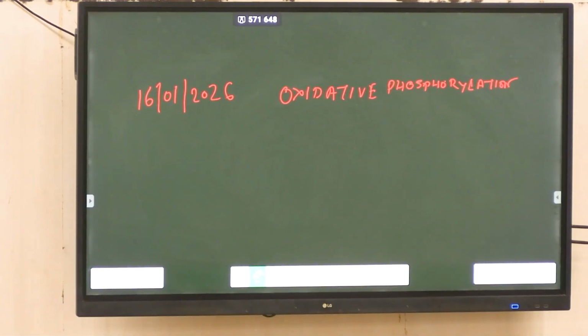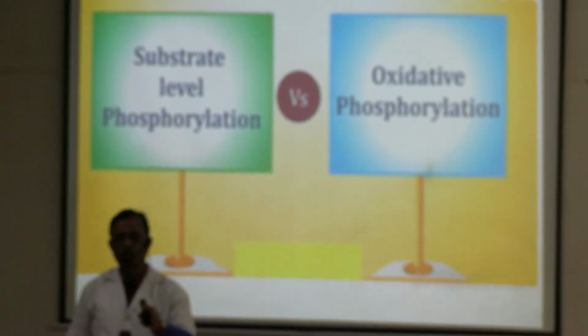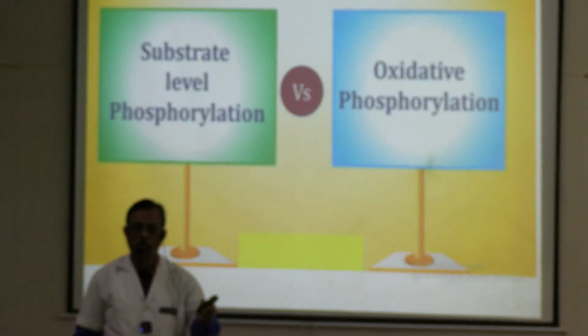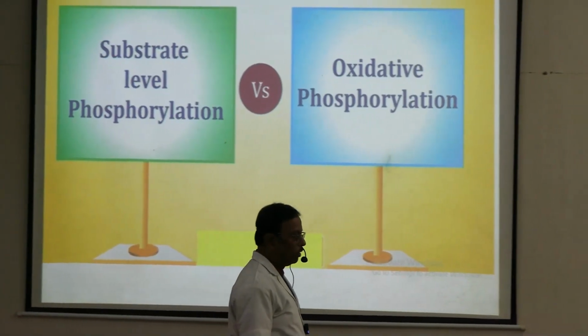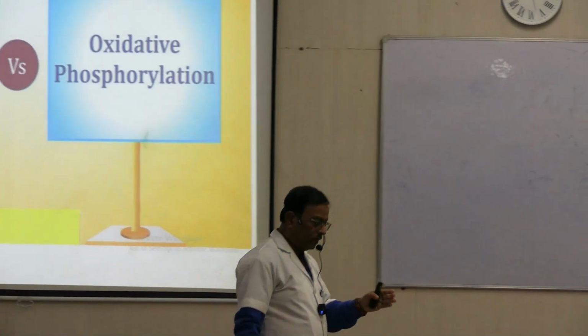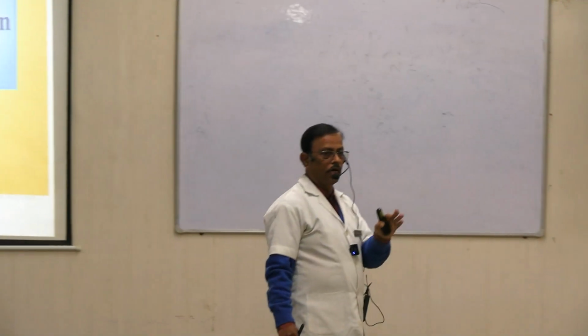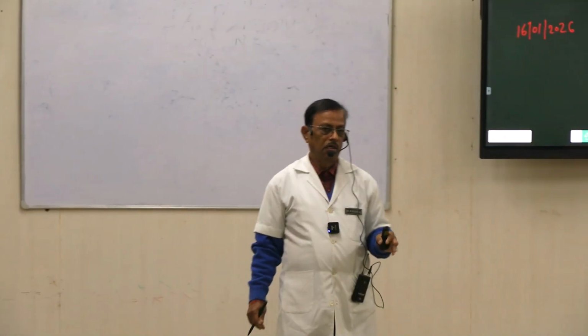So, substrate level phosphorylation, where ATP is synthesized directly in the metabolic pathway from the high energy compound. From the high energy compound, the phosphate group is transferred to ADP and ATP is synthesized.